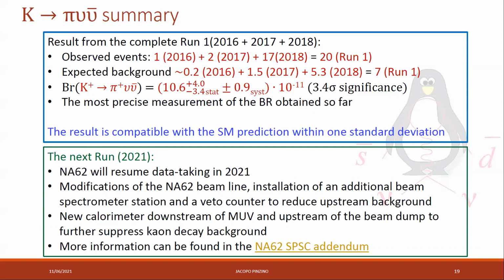And for the next run, we will resume data taking in a few months. Then we have a modification of the beam line and installation of an additional beam spectrometer station, a veto counter, a new calorimeter, and other detectors to suppress the upstream background. That is the main background I will show you too. More information can be found in the NA62 addendum linked here.